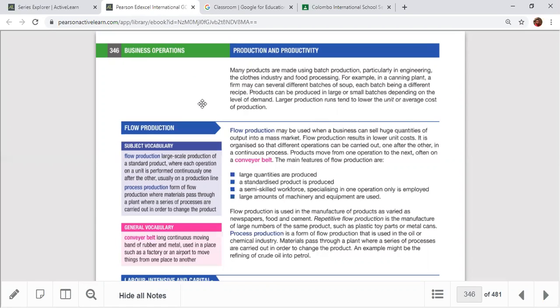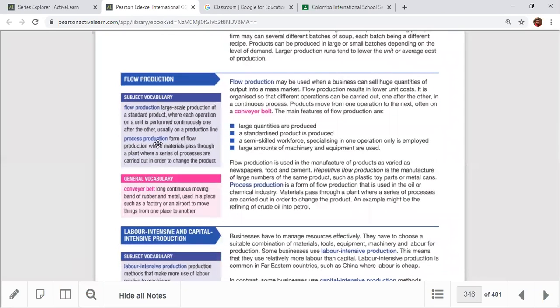The third method of production is flow production. Flow production is the large scale production of a standard product where each operation on a unit is performed continuously one after another, usually on a production line. Flow production may be used when a business can sell huge quantities of output into a mass market. Flow production results in a lower unit cost.